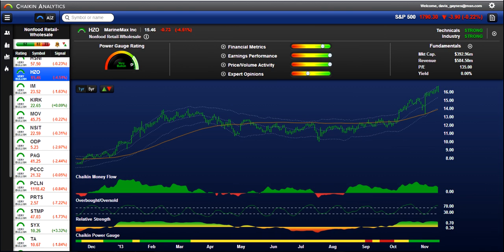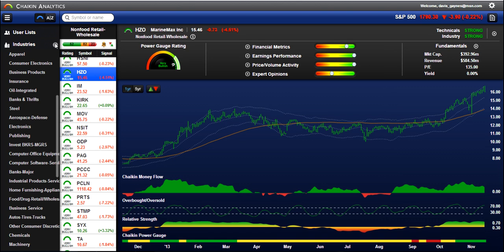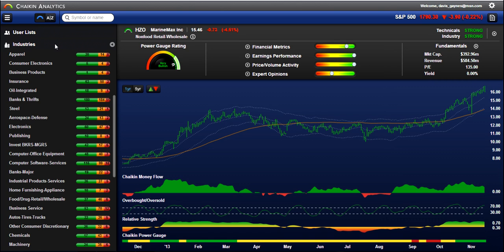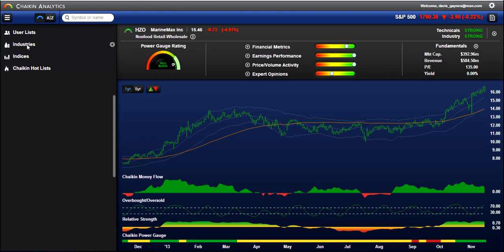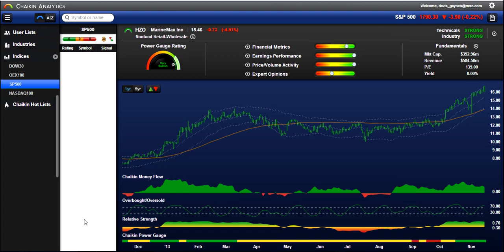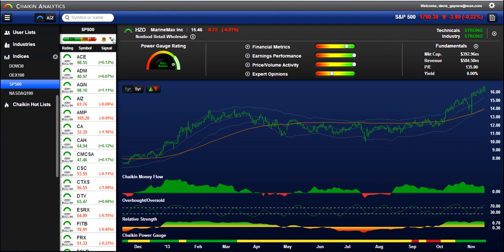I can also take a look at not just industry groups, but indices. We have a few indices, including the S&P 500, the NASDAQ 100, the OEX, and the Dow 30. And again, for each of these we show you the power bar, and we let you sort and screen for that particular index in a list format, taking a look at alerts, signals, or simply ranking the stocks by power gauge rating.